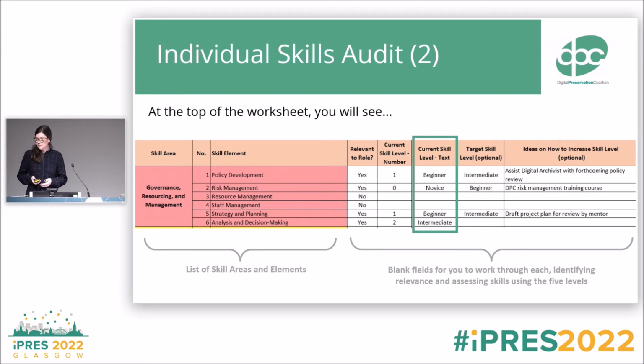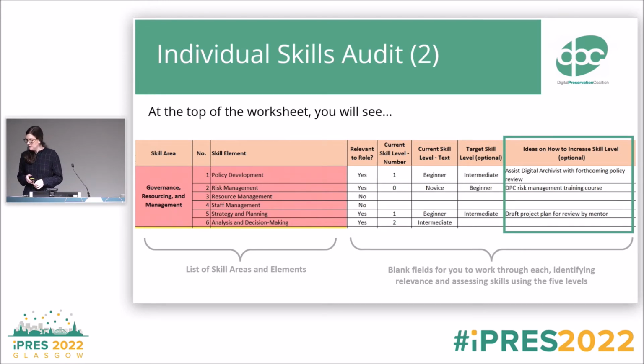Once you do that, the next column is the target skill level, which is optional, but since we're talking about continuous improvement here, this is the area where you can think about where you would like to be. There will be auto-generated text as well for that. And then there's a column to note how you might increase that skill level. For this one example, we're talking about policy in the first row. You're at beginner, but you would like a higher skill level, and something you might think of is assisting the digital archivist with a forthcoming policy review.